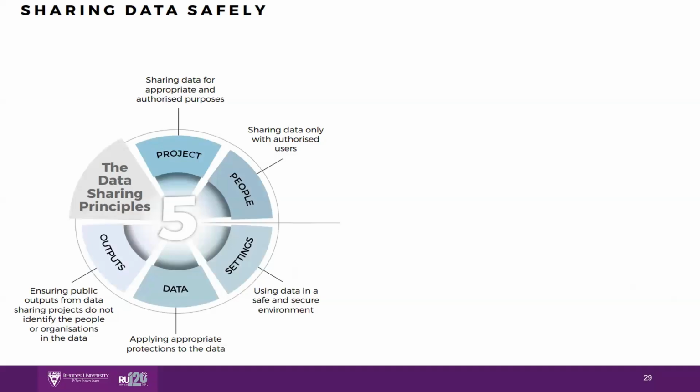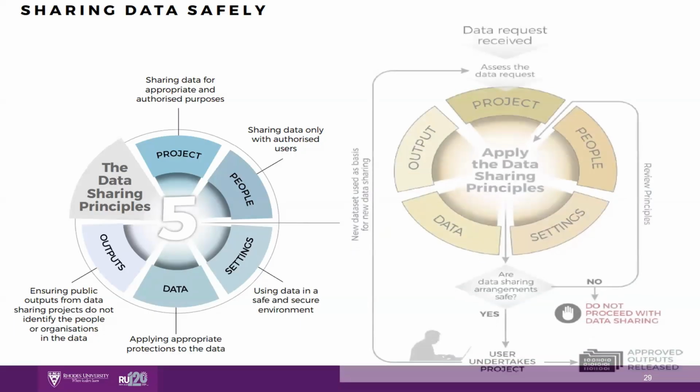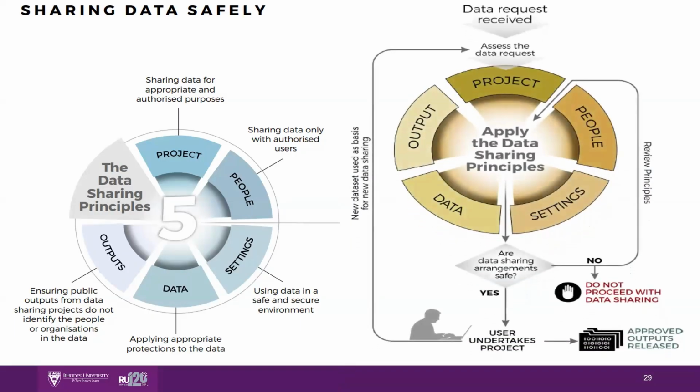Now, generally speaking, if you were to zoom out and just look at best practices for sharing data safely, you can adhere to what are known as the 5 data sharing principles. Others just call them the 5 safes. That is, you want to look at the project, people, settings, the data, and the outputs. I will just go through these very briefly. We won't be able to unpack each of them in detail.